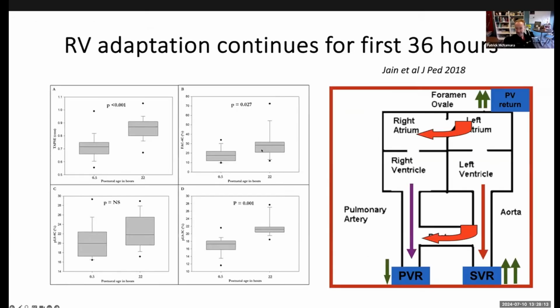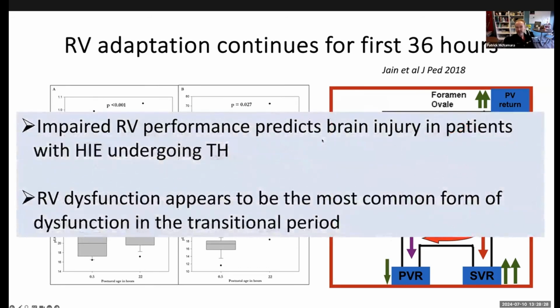As mentioned, the RV takes time to adapt. This is some work from Amish Jain's normative data. You can see, comparing 30 minutes versus 24 hours, that TAPSE, RV strain, and FAC all increase significantly. So there's an adaptation that occurs, which is interesting because when we look at things like HIE and preterm babies and screen them with echo, the RV seems to be the ventricle that's much more vulnerable. RV dysfunction is much more common in these disease states in the early neonatal period. So important to think about.